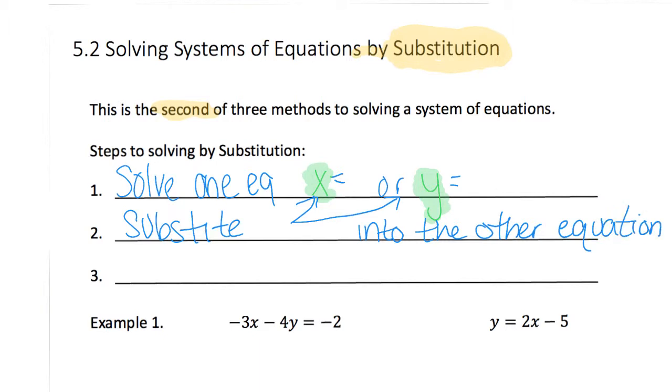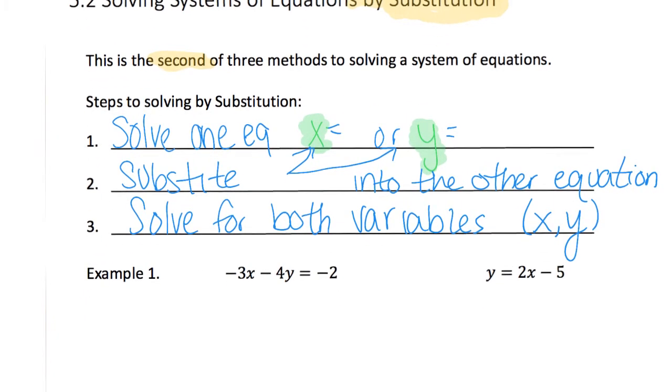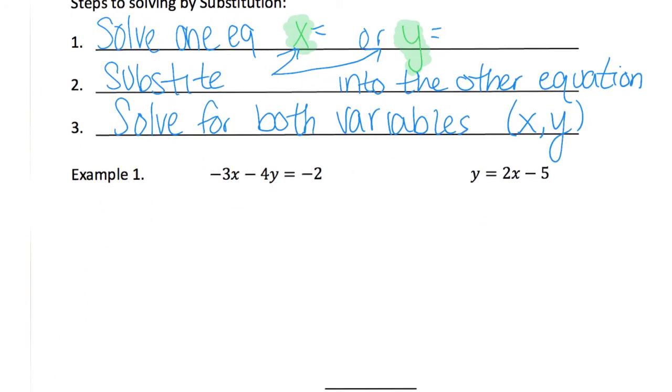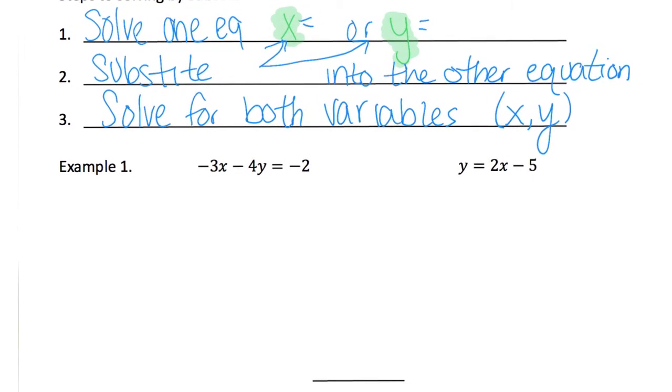So pretty much once we solve one equation for x or y, we're going to plug that into the other equation. And then we're going to solve for both variables. So we're going to solve for both x and y, so that way we write our answer as an ordered pair always. Okay, so there's our 3 steps to solving. So we're going to look at the first example.